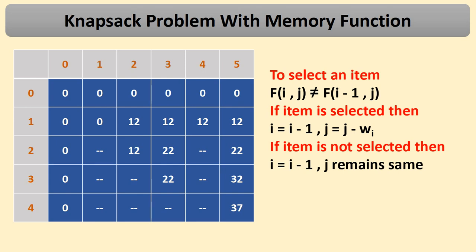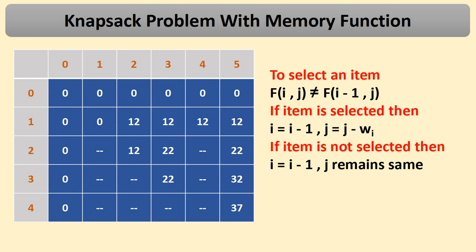In case the item is selected, you can take a note of it. And what is the next formula? The next formula is i equal to i minus 1 and j equal to j minus wi. That means the weight of that particular item. In case the item is not selected, then you have to apply the same formula, but you should not change the value of j. That is, you have to decrement i by 1. That's it. But you should not change the value of j.